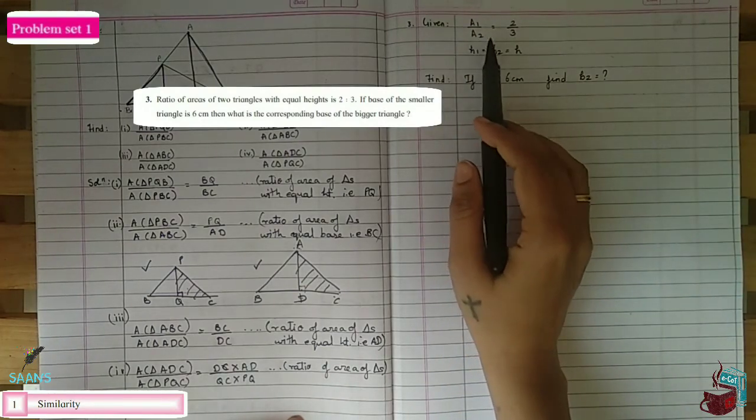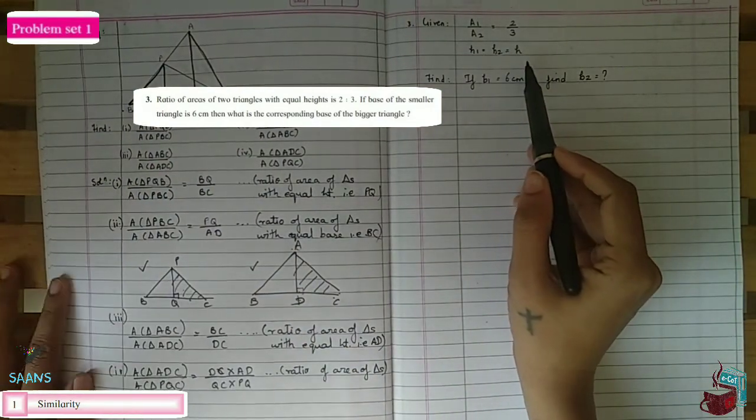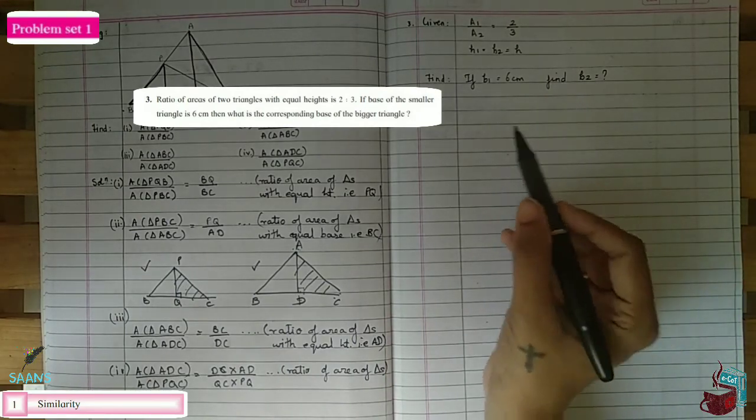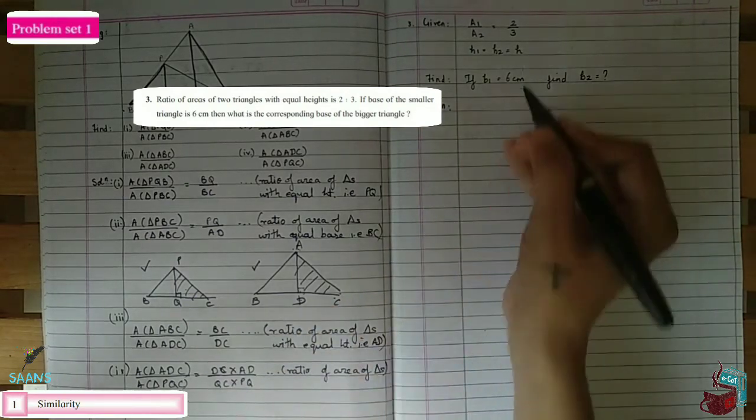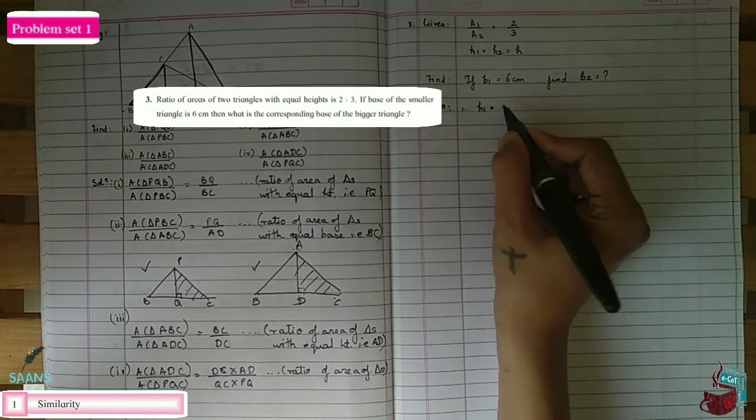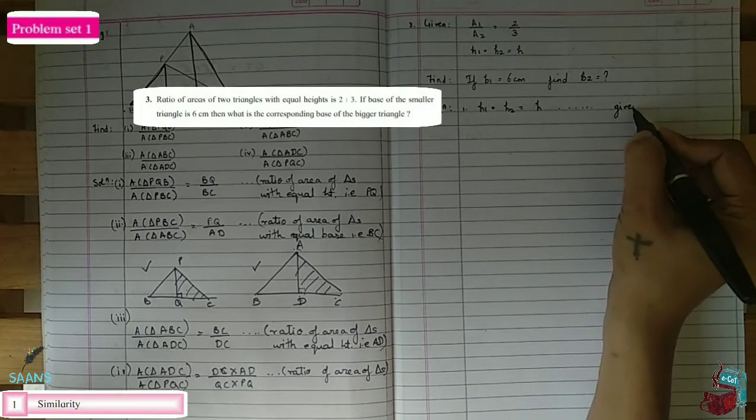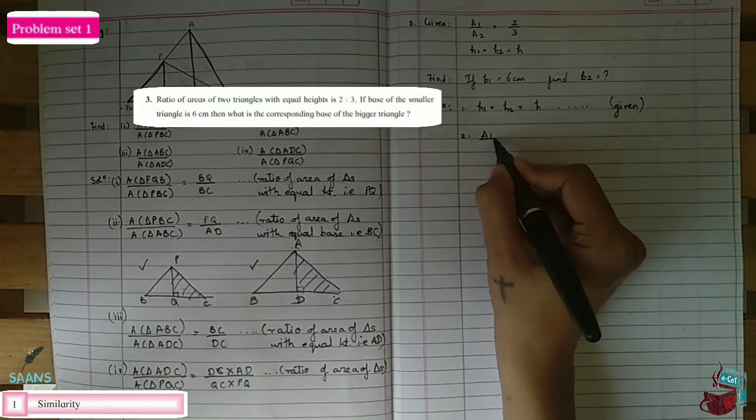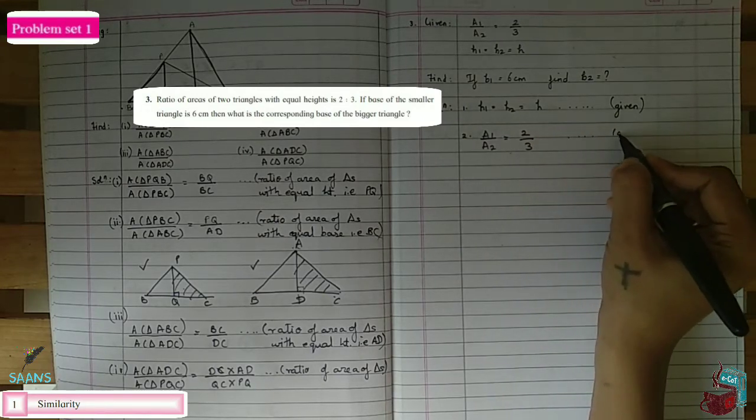Okay. So given is A1 upon A2 is equals to 2/3. Your figure is not necessary. H1 is equals to H2 is equals to H. Okay. Then if B1 is 6 centimeters, find B2. So solution. So since height is given, they are saying height is equal. So given, first one you should say H1 is equals to H2 is equals to H, because they are saying height is equal, that is given. Second, what is given? A1 upon A2 is equals to 2 upon 3, that is also given.